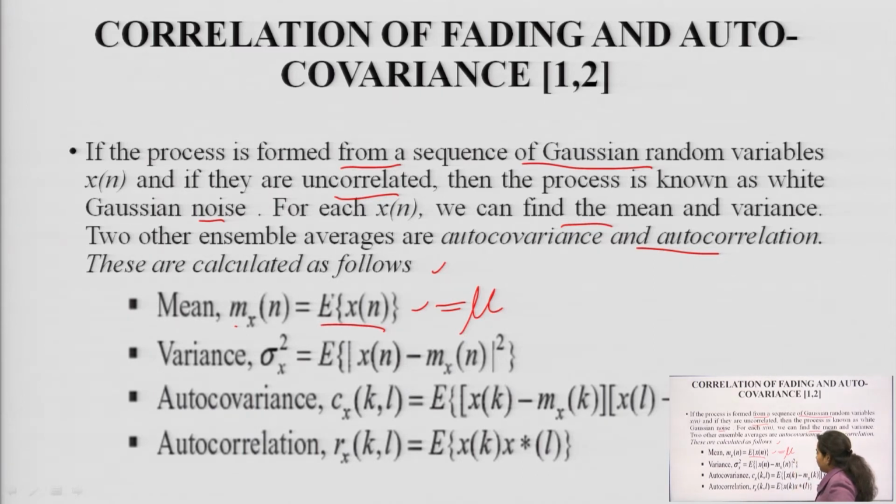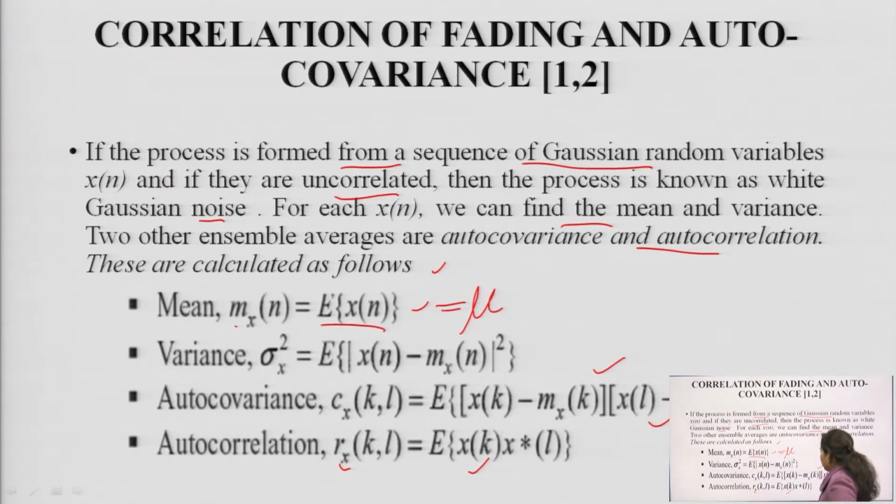Next one is auto covariance. Auto covariance is the expected value of x k minus m x k, times x l minus m x l. So, that is the auto covariance. Auto correlation is denoted by r x k comma l, that is the expected value of x k convolution with x l.